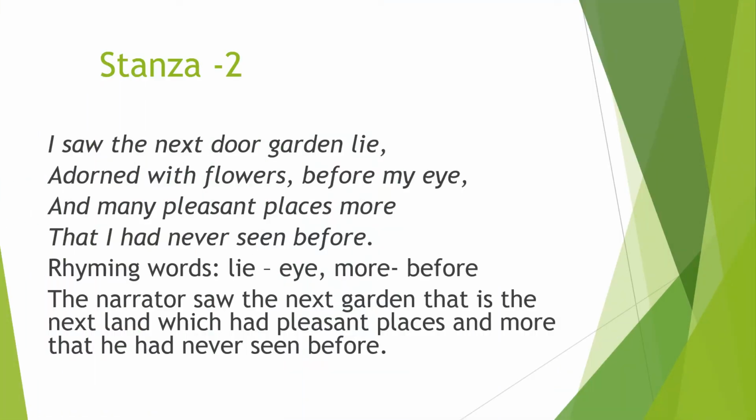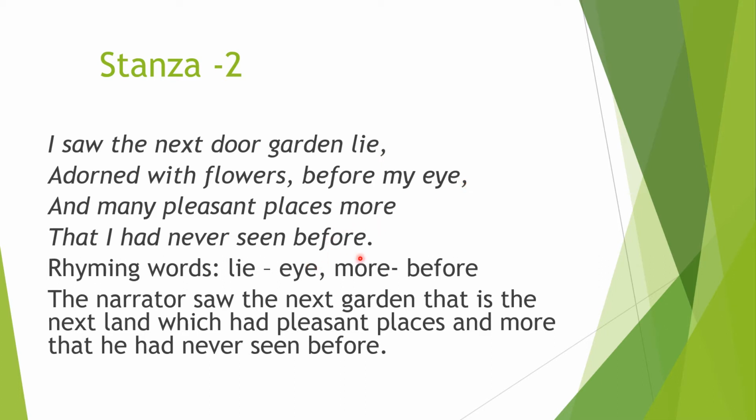In stanza 2, I saw the next door garden lie adorned with flowers before my eye, and many pleasant places more that I had never seen before. So in this stanza, he is saying that he is looking at the next door garden, which was adorned, it is filled with flowers before his eyes. And many pleasant places he is looking at that he had never seen before. The rhyming words in this stanza are lie, I, more, before.